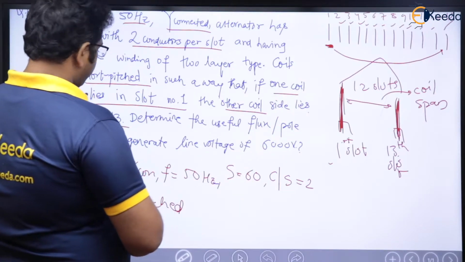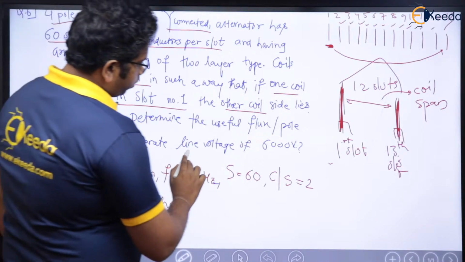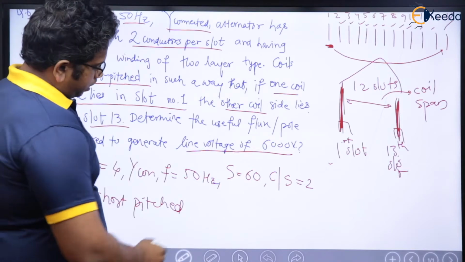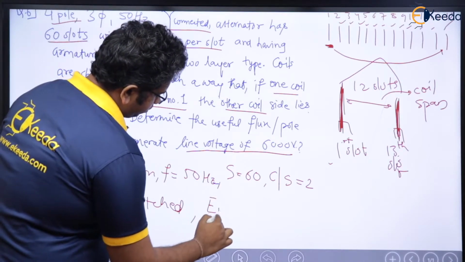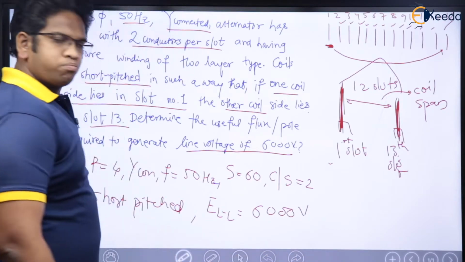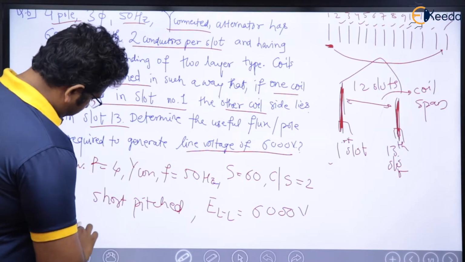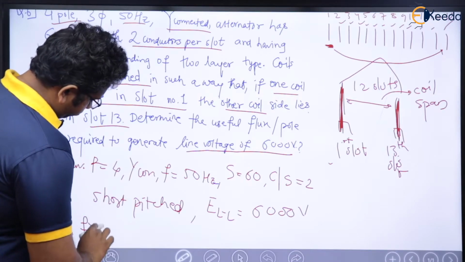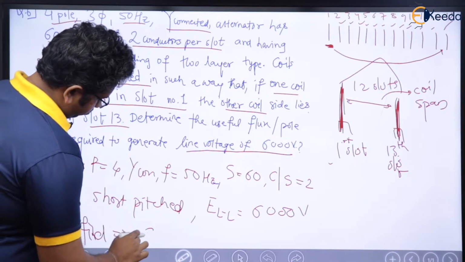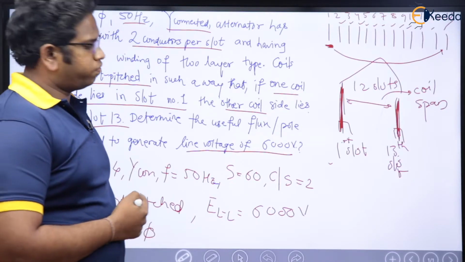Now, what is next they are asking? Determine the useful flux per pole required to generate the line voltage. Line voltage of 6000 volt, which means line voltage is given. E line, 6000 volts. Problem solved. What you need to find is flux. Flux per pole is required. Let us try to see how we can find it. See here.